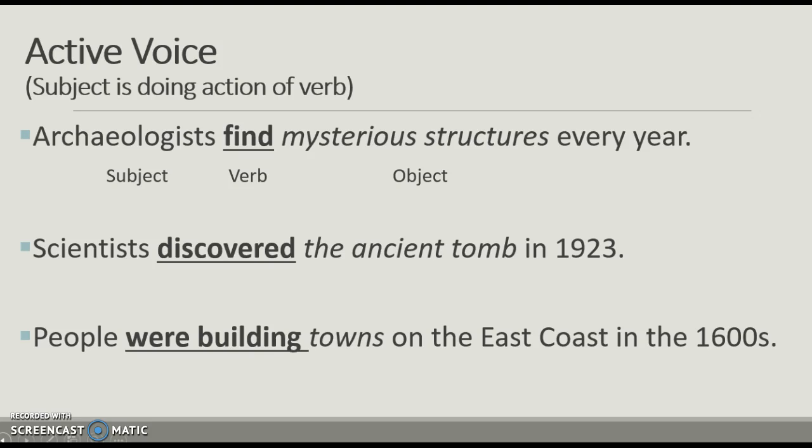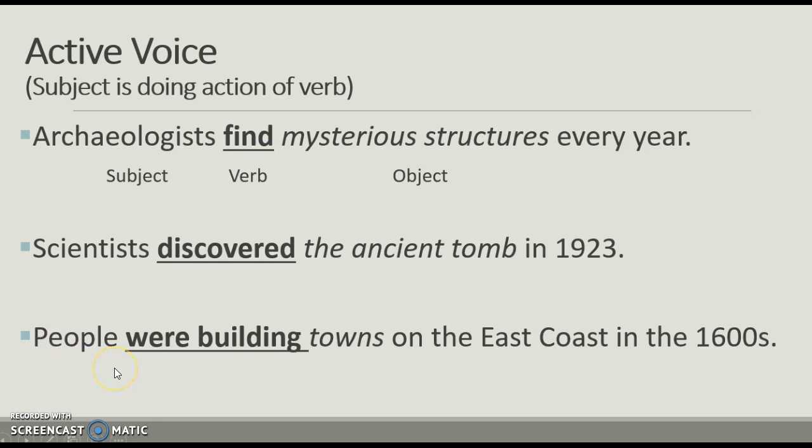In the second sentence, scientists discovered the ancient tomb in 1923. We have scientists as a subject, discovered the verb, and the object is the ancient tomb. So who discovered the ancient tomb? The scientists. So the scientists are doing the discovering.